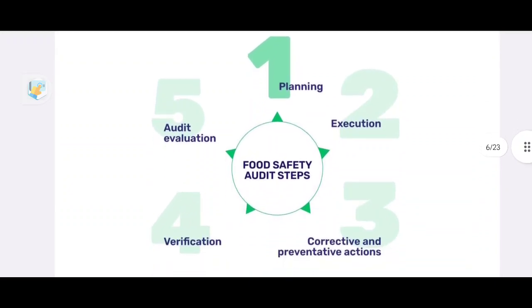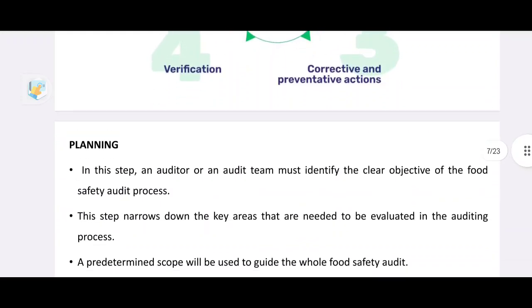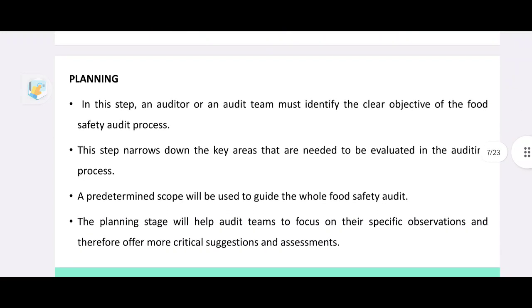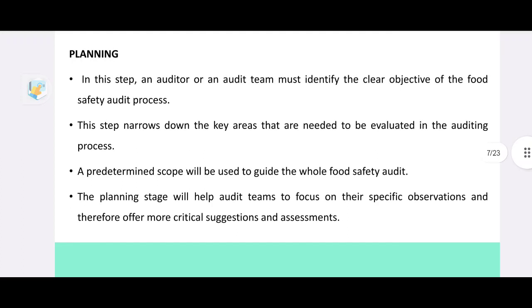Let's discuss the steps in food safety audits: planning, execution, corrective and preventive actions, verification and audit evaluation. First of all, planning. In this step, an auditor or an audit team must identify the clear objective of the food safety audit process. This step narrows down the key areas that need to be evaluated in the auditing process. A predetermined scope will be used to guide the whole food safety audit.